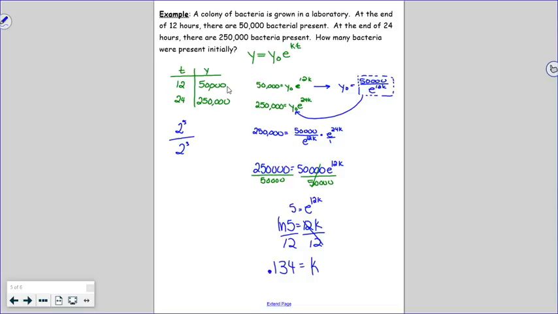On this page right here, we have something that says the initial number of bacteria equals, it looks like y sub 0. See that equation up there? Right here, y sub 0 equals. That's what it's asking us. How many bacteria were present initially? What does that equal? So all we have to do is plug 1.34 into that.